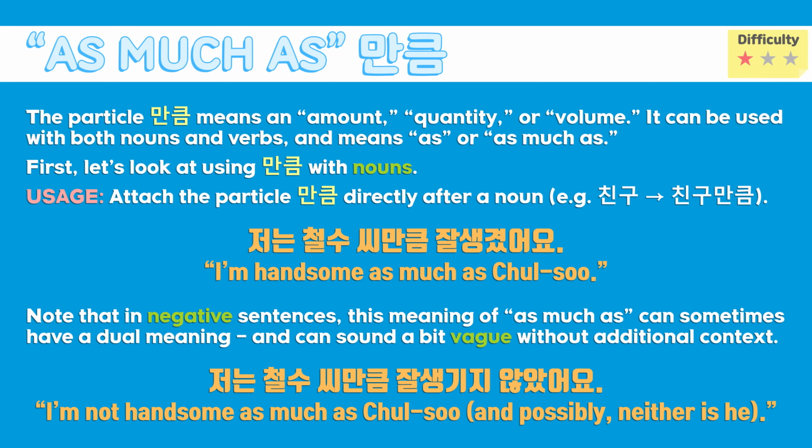저는 철수 씨만큼 잘생겼어요. I'm handsome as much as 철수. Note that in negative sentences, this meaning of as much as can sometimes have a dual meaning and can sound a bit vague without additional context. 저는 철수 씨만큼 잘생기지 않았어요. I'm not handsome as much as 철수, and possibly neither is he.